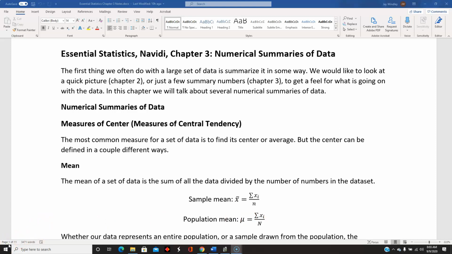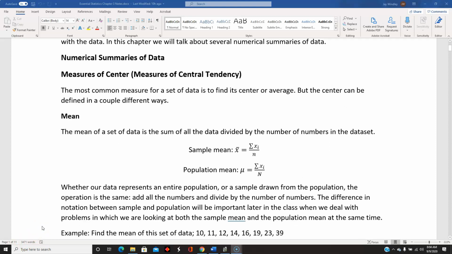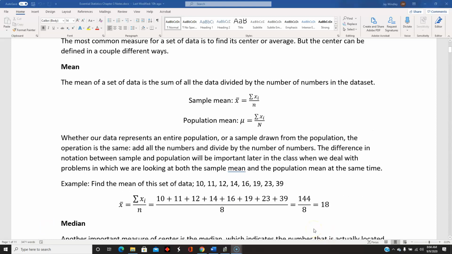Normally, the first time I put a set of numbers on the board in class and I ask students what I should do with these numbers, almost always the first thing they say is add them all up and divide by how many there are. So that's exactly what the mean is. So for example, if we're going to find the mean of this data set, we're going to use this data set over and over again during this lecture. We simply add all the numbers together and divide by how many numbers there are.